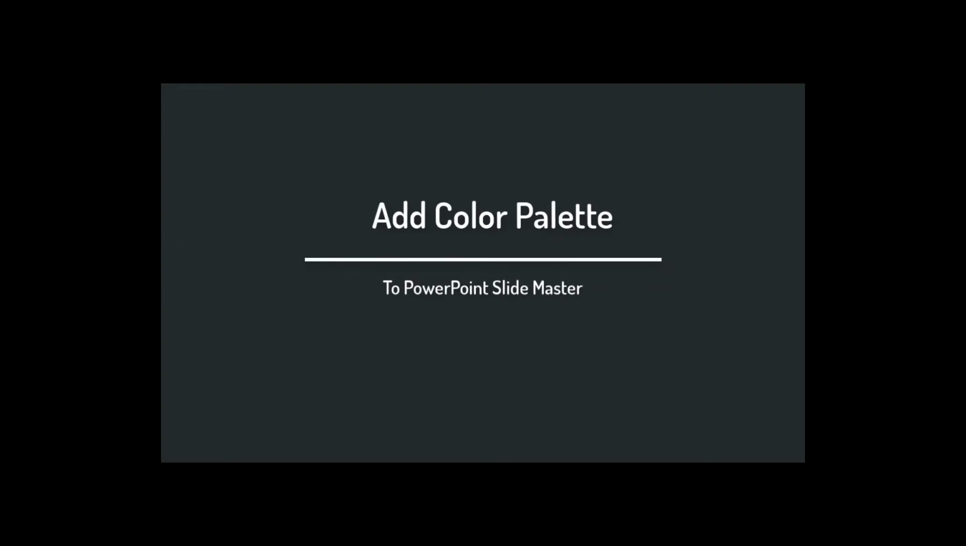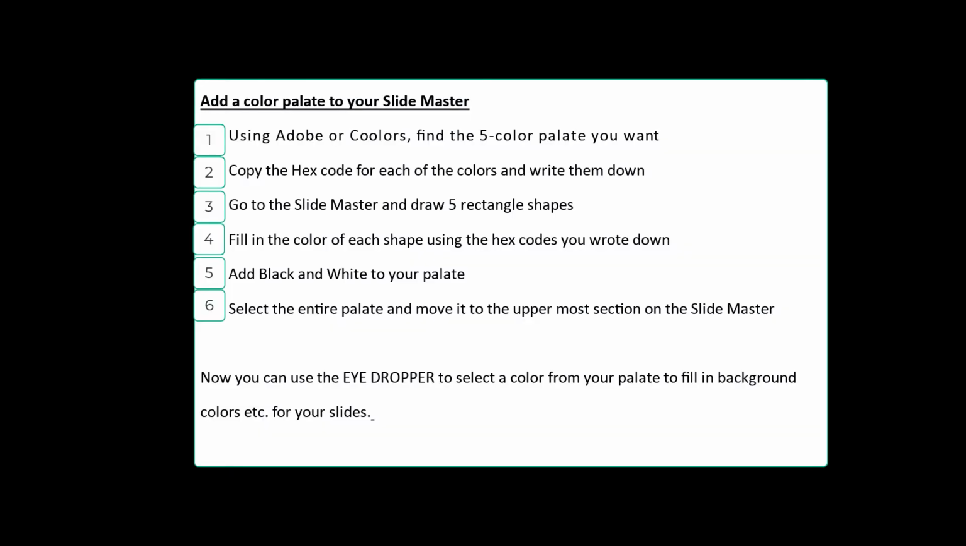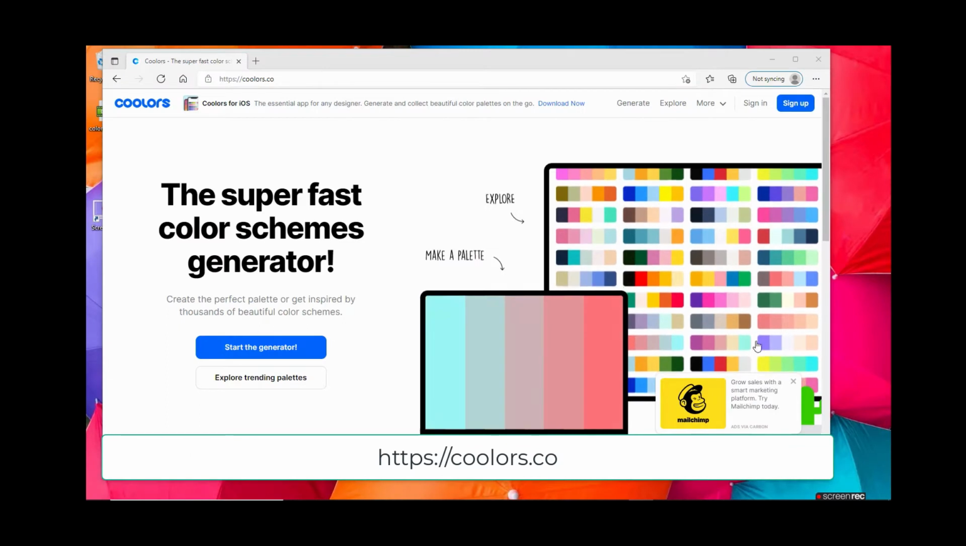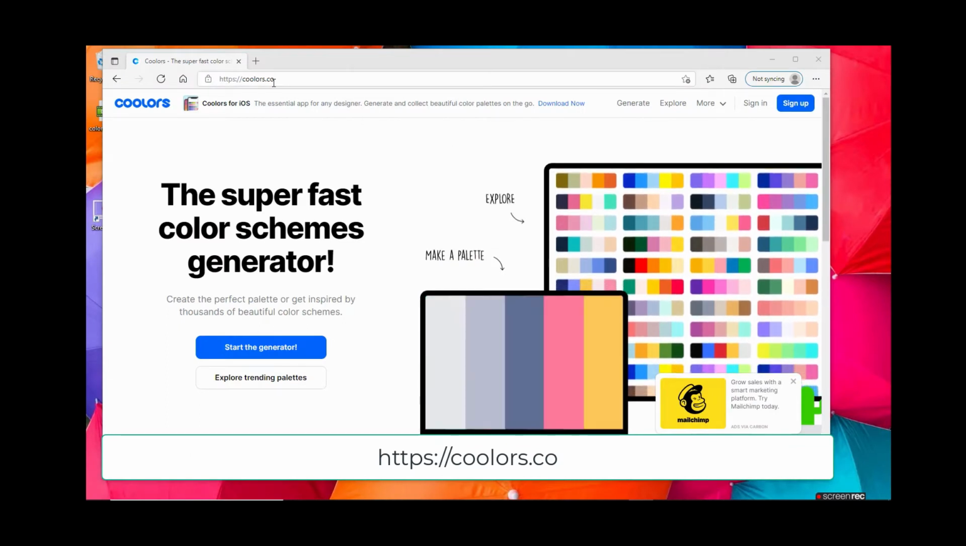When creating a PowerPoint presentation, you want to use color combinations that work well together and provide a consistent look throughout your slides. This video will show you how to do that in 6 steps. First, we're going to the internet and use a site that will help us find compatible colors. These colors usually come in sets of 5 that form a color palette.